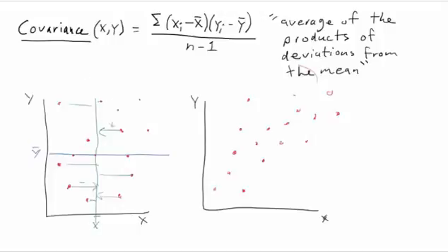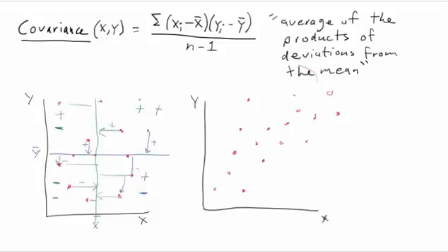We've got positive and negative deviations. Here's the mean of the y's. Again, if we're above, we've got positive deviations for y, and if we're below, we have negative deviations for y. So down here we have negative deviations for y, and up here we have positive deviations for y. That's in blue. Back here in green, on the right hand side we have positive deviations for x, and on the left side we have negative deviations for x.